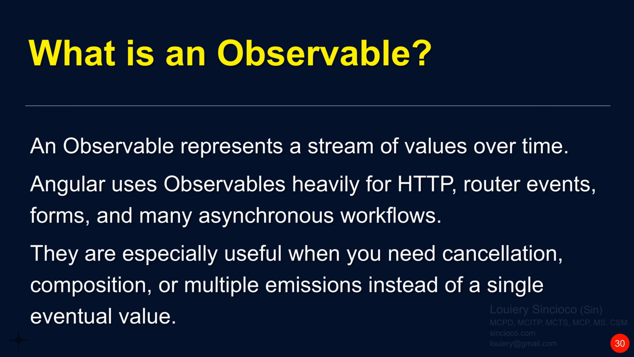What is an observable? An observable represents a stream of values over time. Angular uses observables heavily for HTTP, router events, forms, and many asynchronous workflows. They are especially useful when you need cancellation, composition, or multiple emissions instead of a single eventual value.